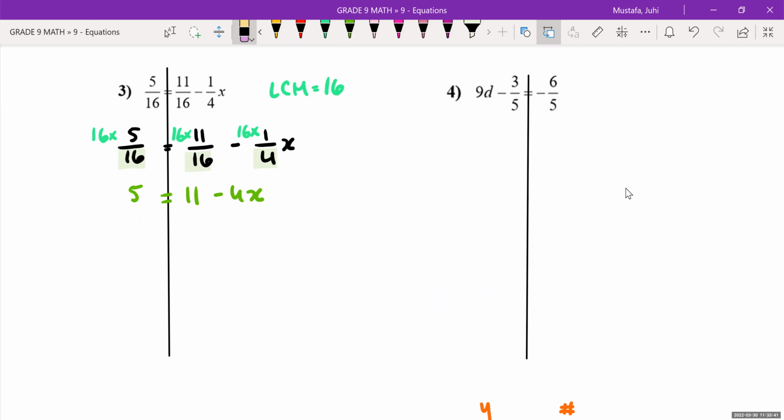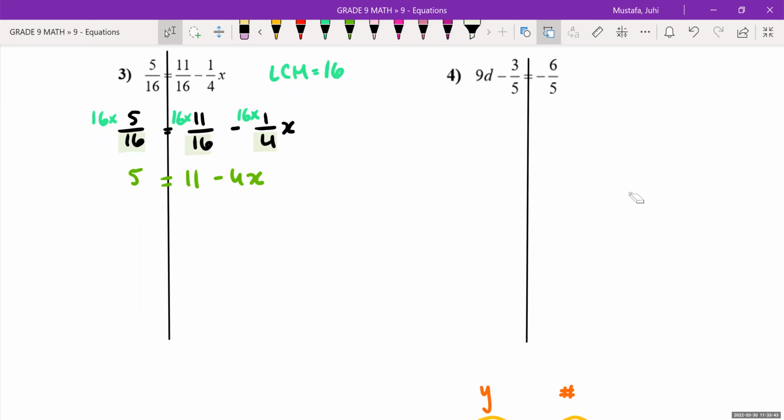Okay, you guys, I think this is our first example where the x is on the other side. So that's not a big deal. I'm going to take my negative 4x and move it to the other side. It's going to become positive 4x. I'm going to keep the 11 here. I'm going to move the positive 5 over to the other side. It's going to become negative 5. 4x is going to equal 6 because 11 take away 5 is 6.